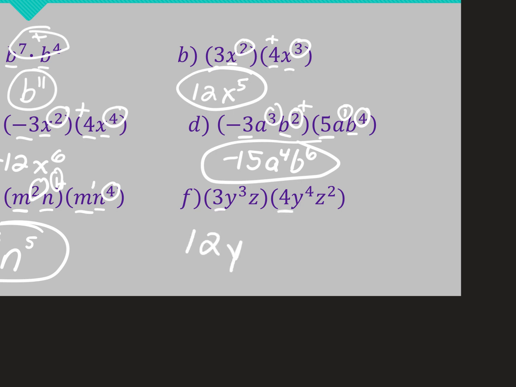I have y to the 3rd and y to the 4th. Well, same base, we're going to add our exponents. 3 plus 4 is 7. And then I have z to the 1st times z to the 2nd. 1 plus 2 gives me 3.